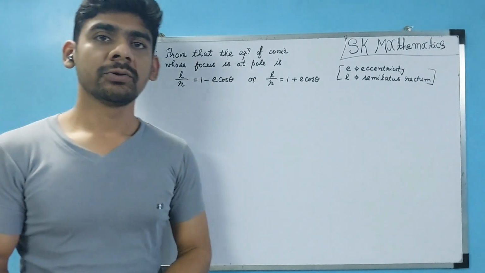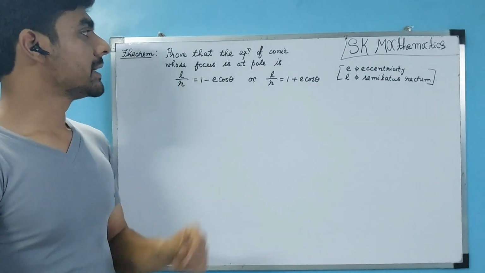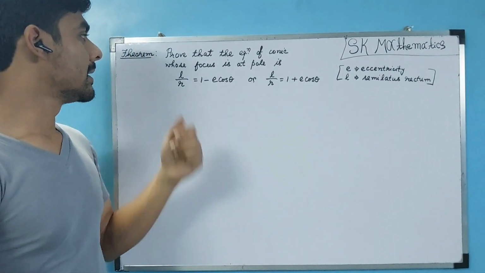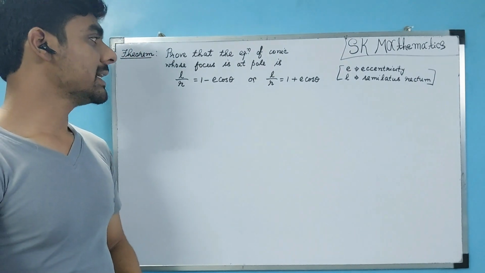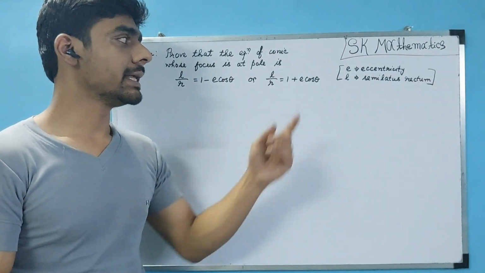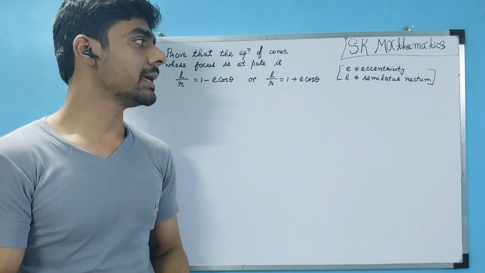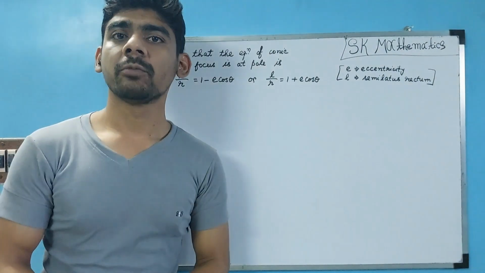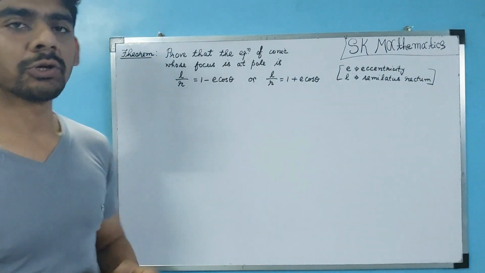Here I will show you a theorem. Prove that the equation of a conic whose focus is at the pole is L by r equal to 1 minus e cos theta, or L by r equal to 1 plus e cos theta. Here e equals eccentricity and L equals semi-latus rectum. This is a form of polar coordinates, so we will show it.